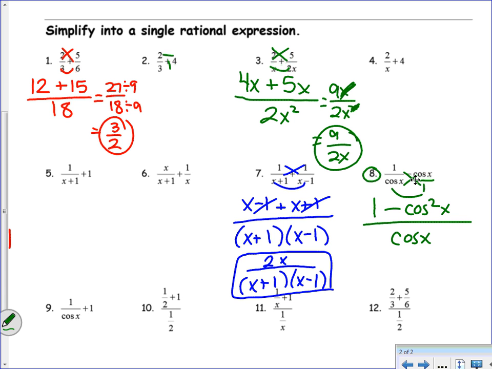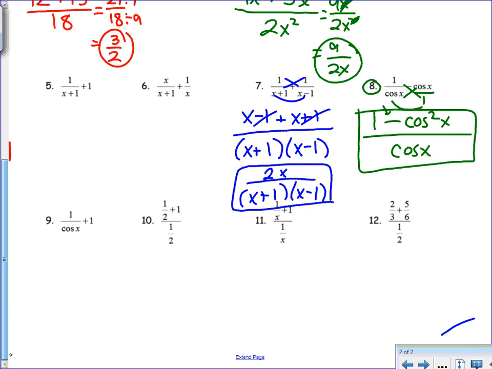You cannot cancel anything there. Anytime there is a plus or a minus in the center of your problem, you cannot cancel without factoring. Okay, I'm not going to factor this because I already know nothing is going to cancel. So this is my final answer. If you try to cross out one of these cosines with this cosine, you've got the problem so wrong, you go back to algebra 1. Okay, so you can try number 9.